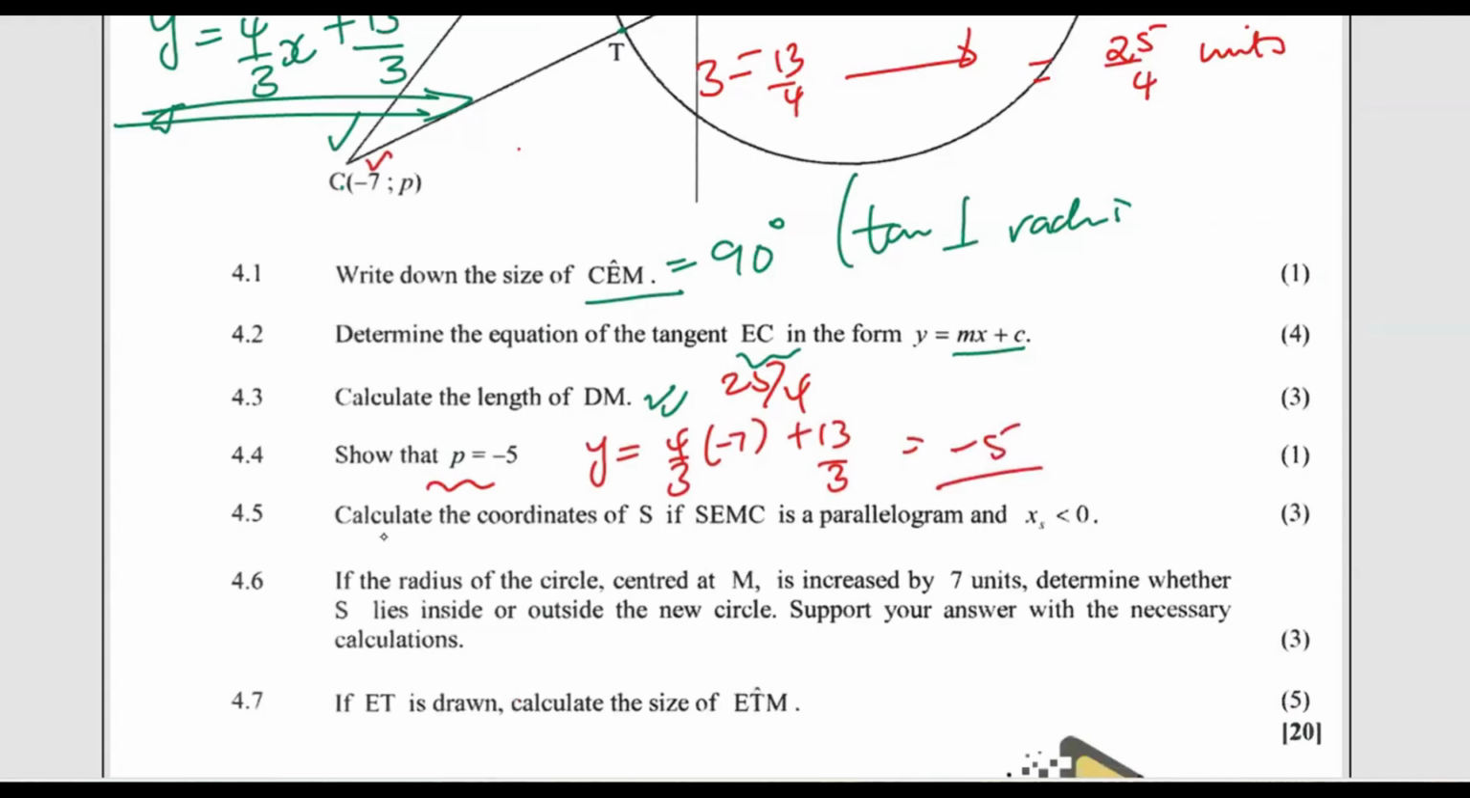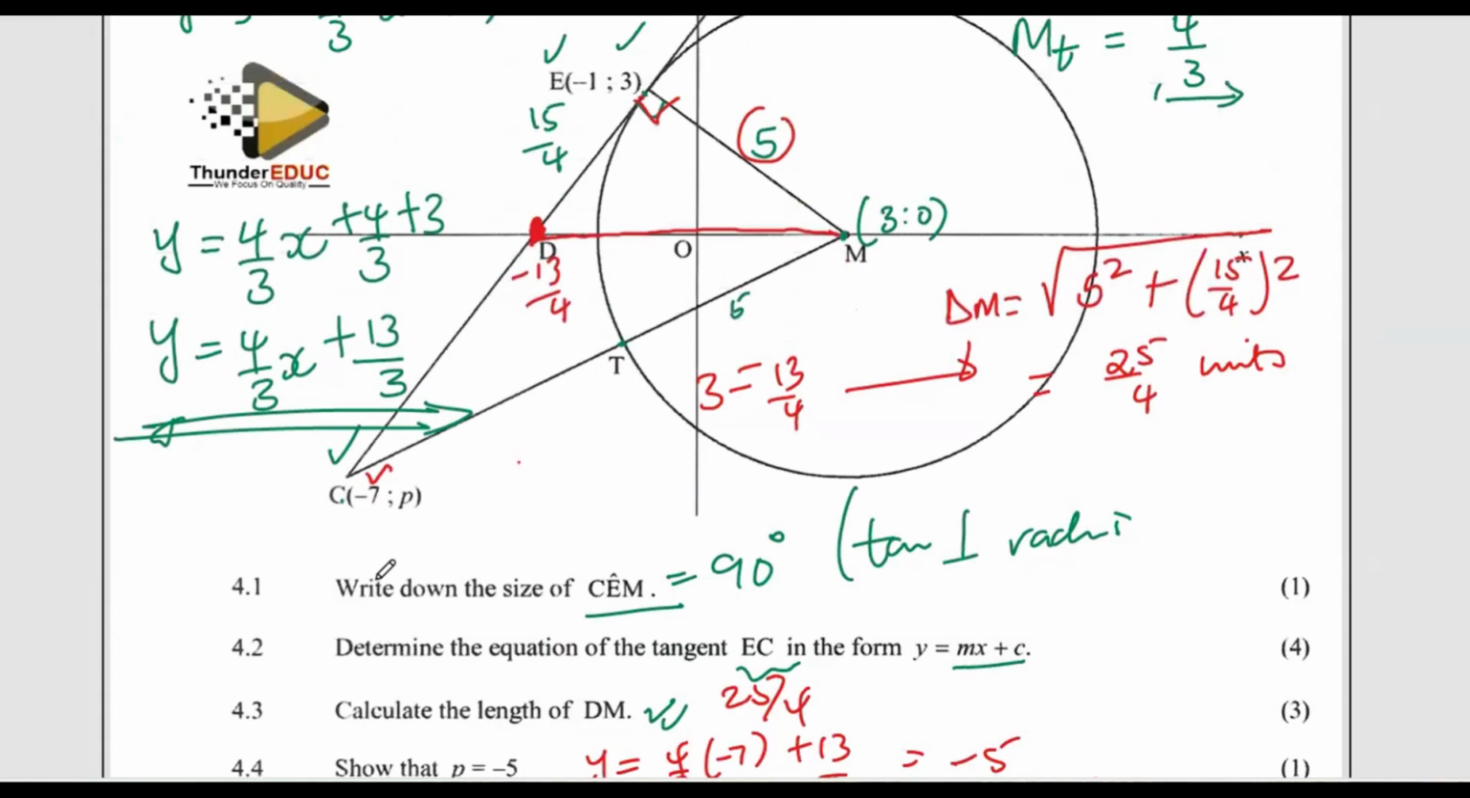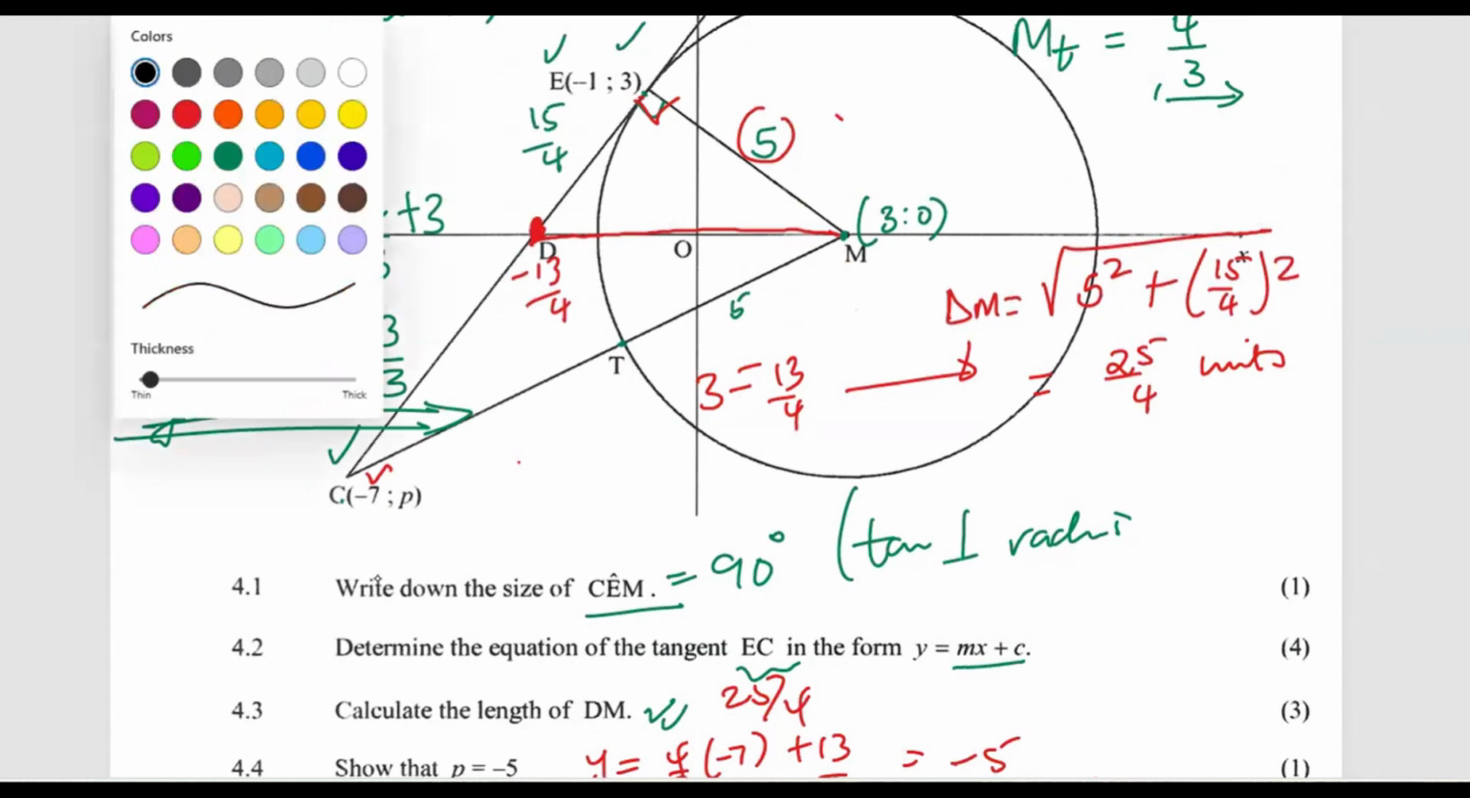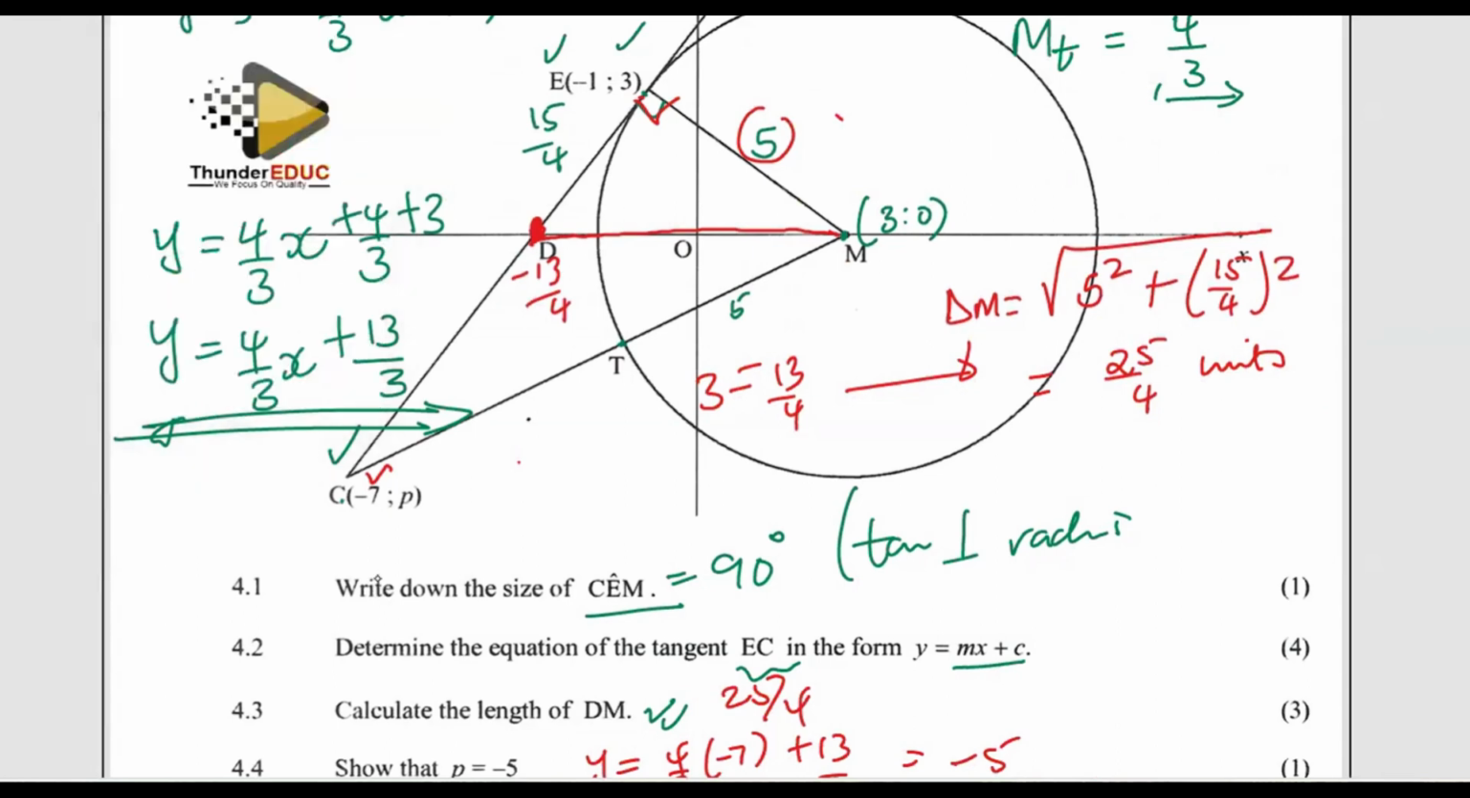Then 4.5, can we calculate the coordinates of S, where SEMC is a parallelogram and the x coordinate of S is negative, less than 0? So they're telling us that there is a parallelogram. In other words, there is some extra coordinate. So I'll just put that coordinate around here. I'll call that S, and then I have my X and then my Y. So if I connect that and then connect that, I'll have some sort of a parallelogram. I know it's ramshackle, but it's no big deal.